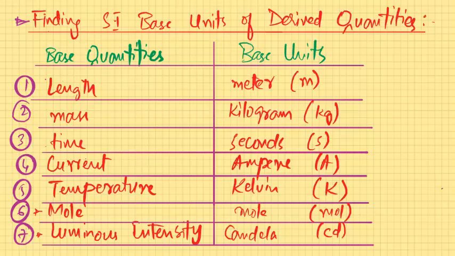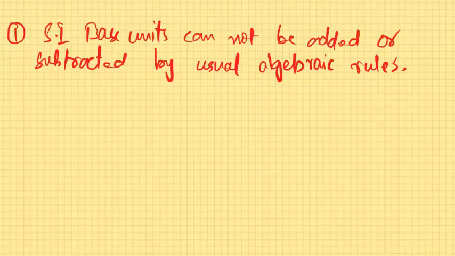Now moving on, before I start solving any question, there are basic rules while figuring out the SI base units. Let us go through them one by one. The first rule is that SI base units cannot be added or subtracted by usual arithmetic or algebraic rules. What does it mean? For example, if I write meters plus meters plus meters, in basic algebra that would have been 3 meters, but while figuring out the SI base unit, this is going to be meters.